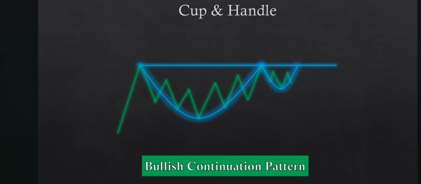The fact that the handle or the smaller arc retraces just a little bit and then hits that resistance wall again signifies bullish power. So when price breaks the resistance and retraces back to test it as support, we have a buy signal.